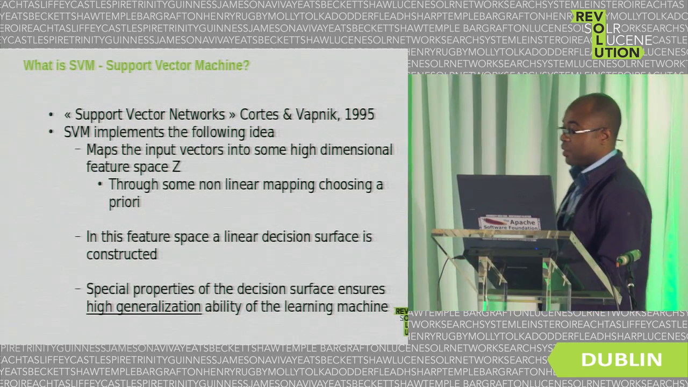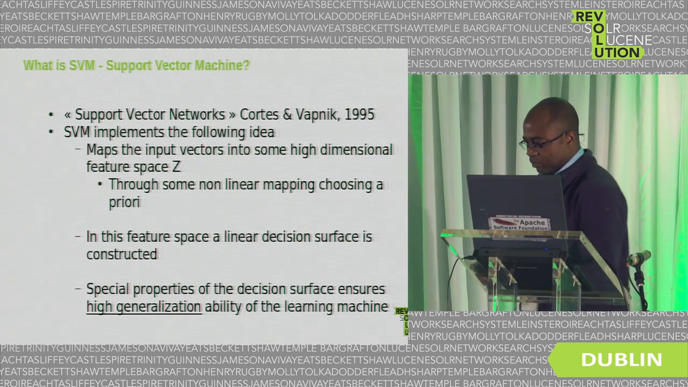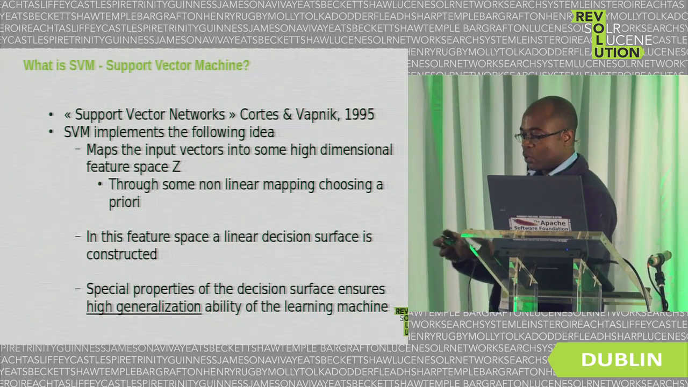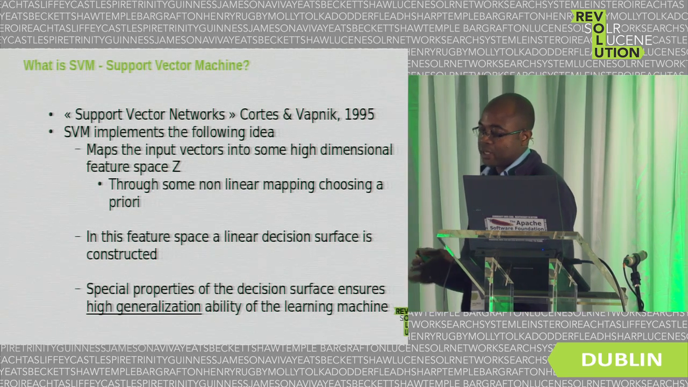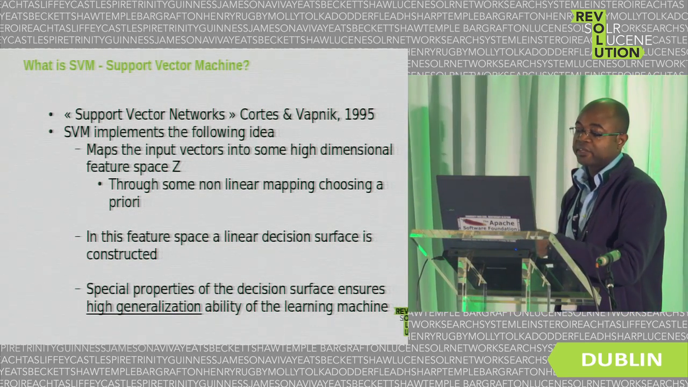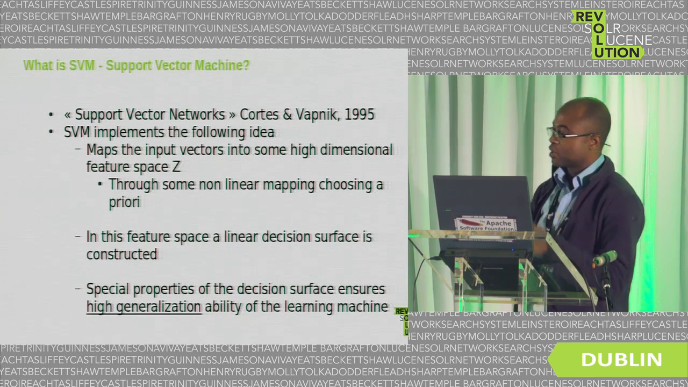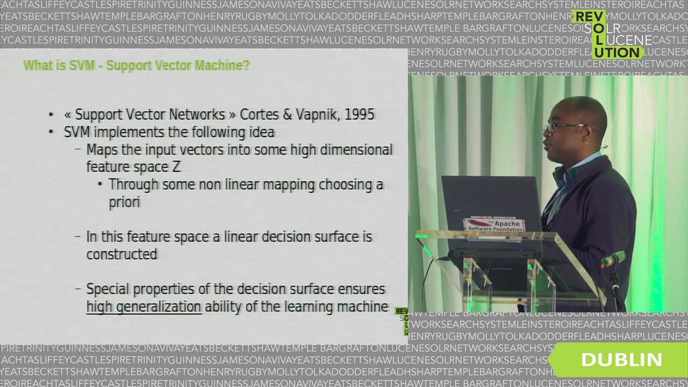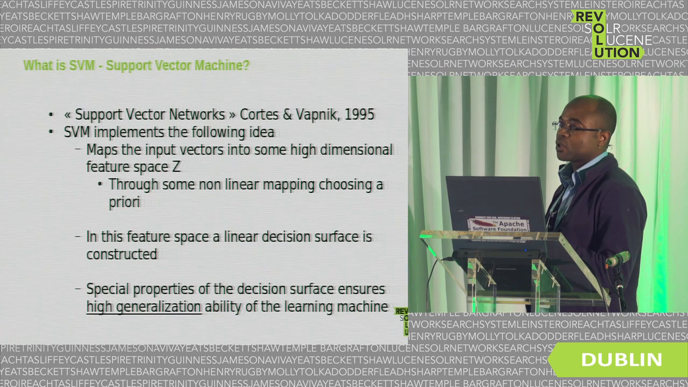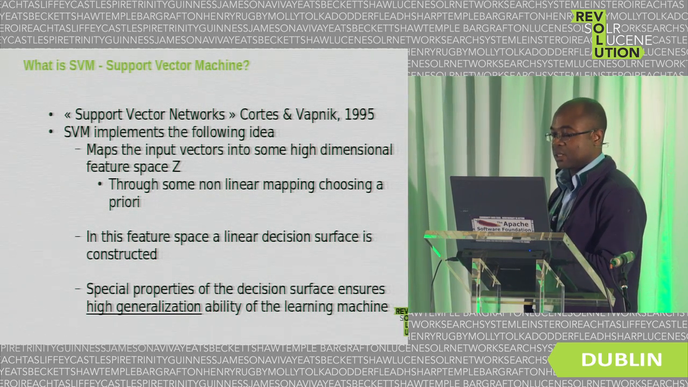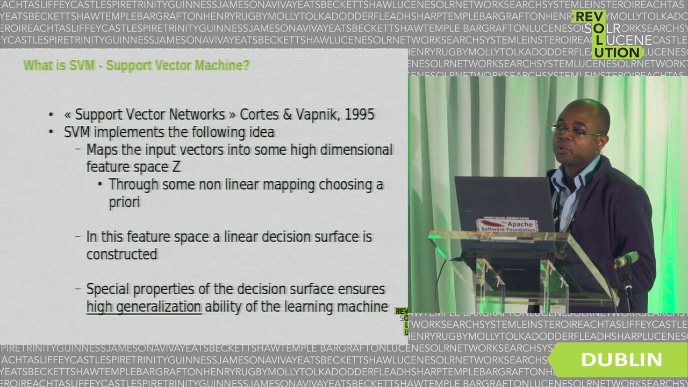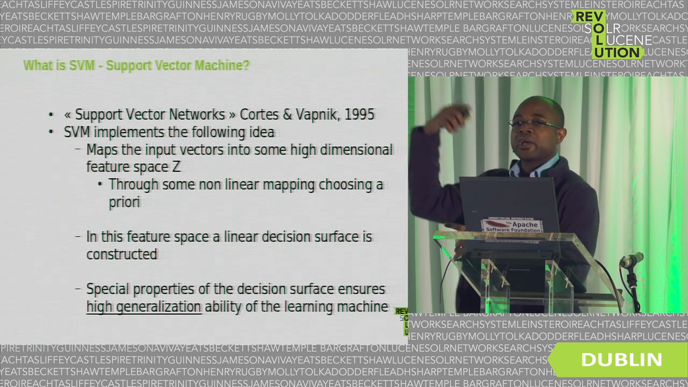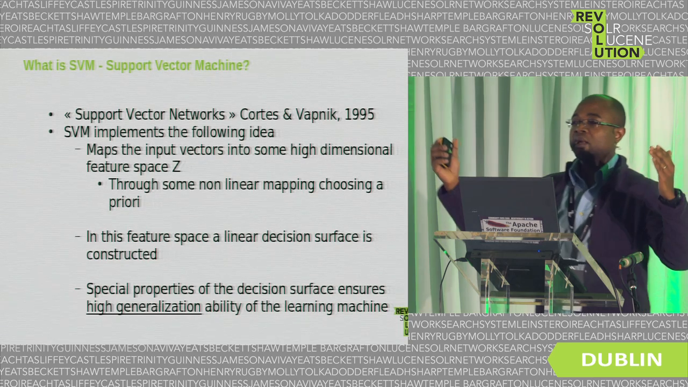Now that we are using SVM, what is SVM actually? Support vector machine. A good reference for SVM is the work by Cortes and Vapnik in 1995. It is called support vector networks, but today it's mostly called support vector machine. In this paper, they show that SVM implements the following idea. It maps the input vector into some high-dimensional feature space Z, through some nonlinear mapping chosen a priori. You may say, okay, in text classification, we don't need to map to a higher dimensional space because it is already in a higher dimensional space.